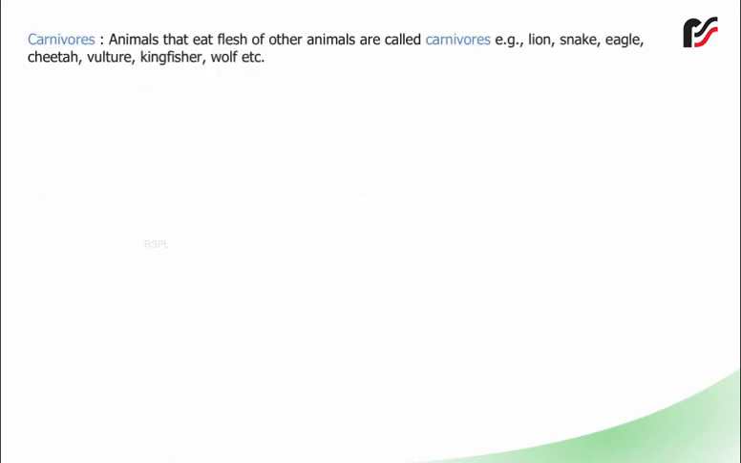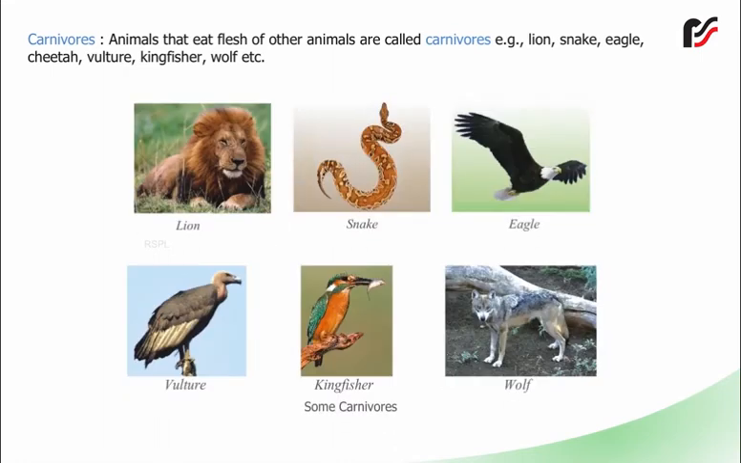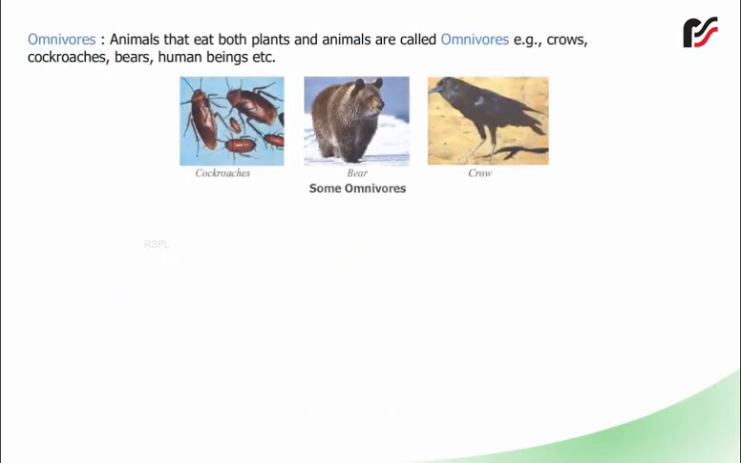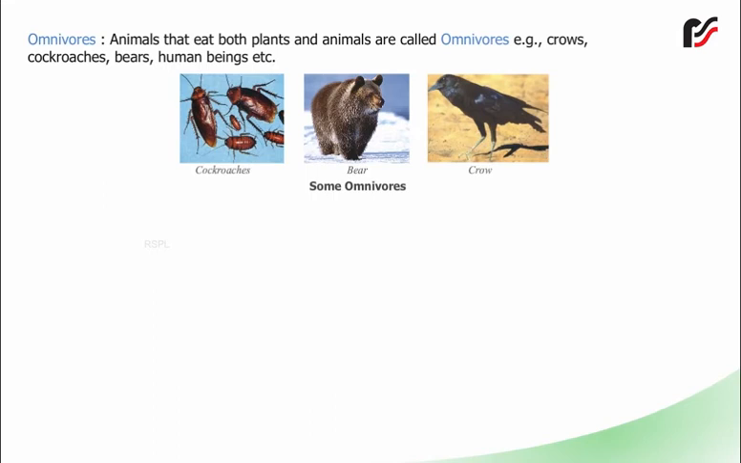Carnivores. Animals that eat flesh of other animals are called carnivores. Example, lion, snake, eagle, cheetah, vulture, kingfisher, wolf, etc. Omnivores. Animals that eat both plants and animals are called omnivores. Example, crows, cockroaches, bears, human beings, etc.